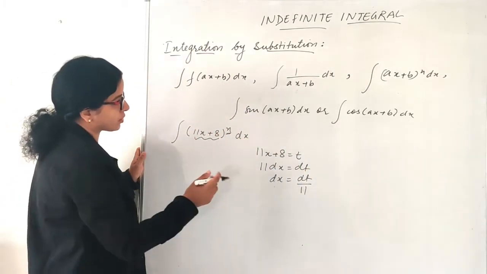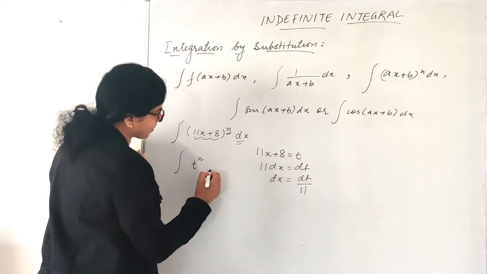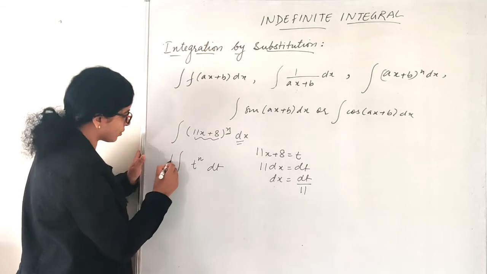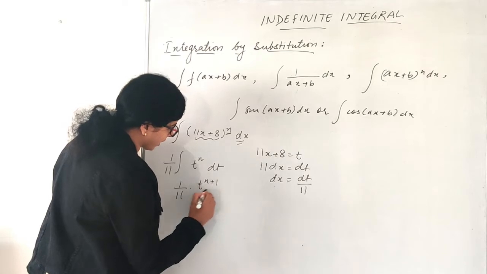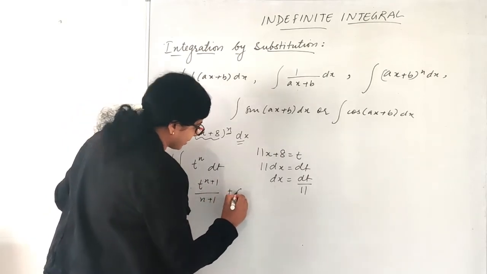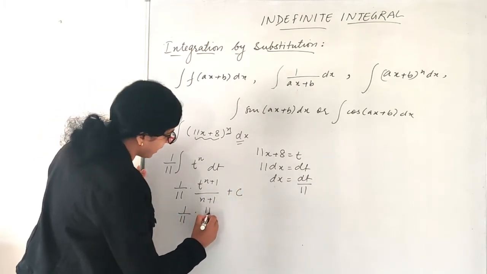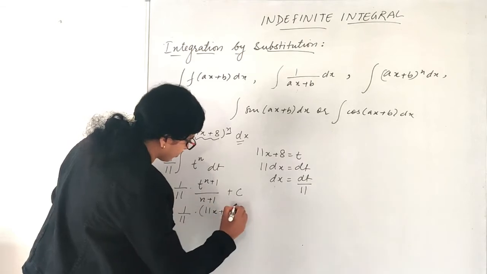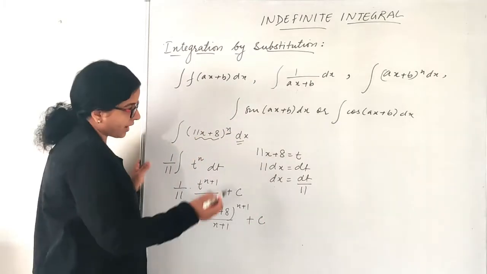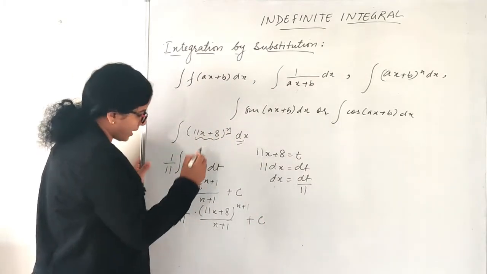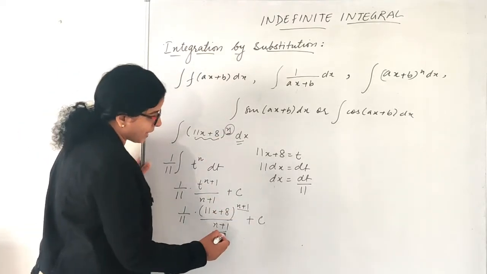Now substitute here. So in the integration, this will become t to the power n, and dx will be replaced by dt upon 11. 11 can come outside, right? Now the direct formula will apply: 1 upon 11, t to the power n plus 1 upon n plus 1, plus c. Substitute the value of t. So what is the value of t over here? (11x plus 8) to the power n plus 1 upon n plus 1, plus c. Try to relate: whatever is the coefficient of x will come as 1 upon it. Whatever is the power, it will be replaced by n plus 1, divided by that power.